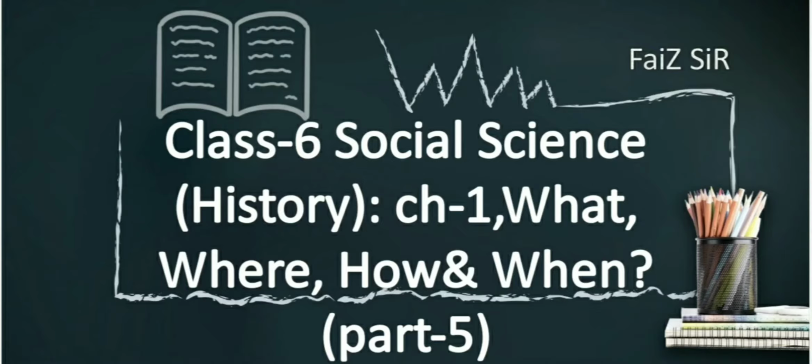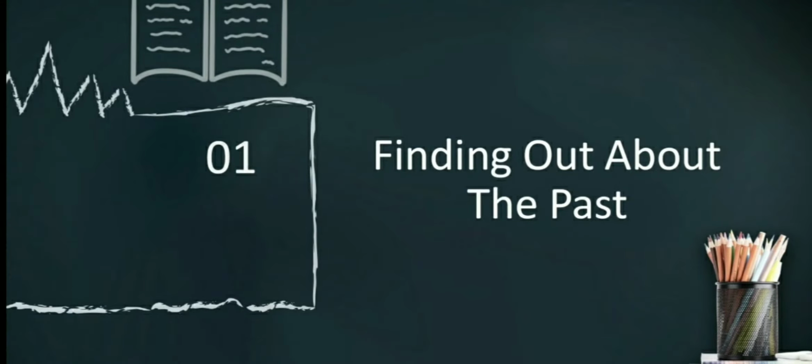Let's start with our subject Social Science, History portion, chapter number 1, What, Where, How, and When. Today, we are going to learn about finding out about the past.